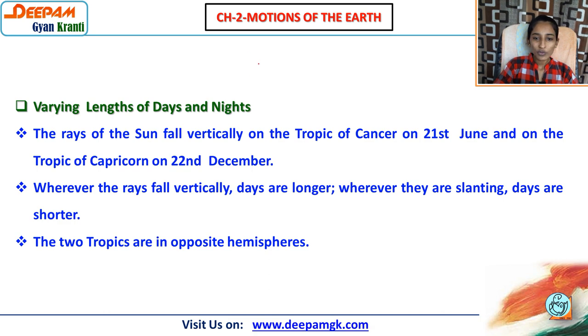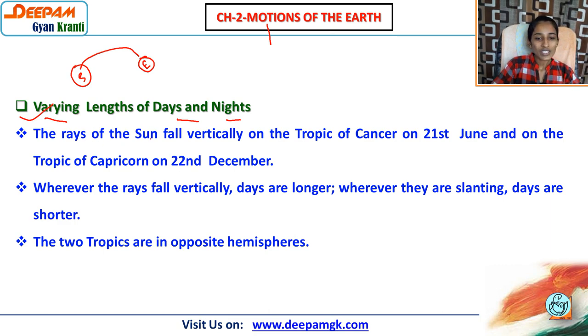Now in the previous video we have already discussed rotation and revolution, the two motions of the earth. I already told you that the distance between earth and sun does not remain the same all the time, and that's why we can see the varying length of days and night. Varying means different lengths of day and night. So let us start the new topic, varying lengths of days and night.